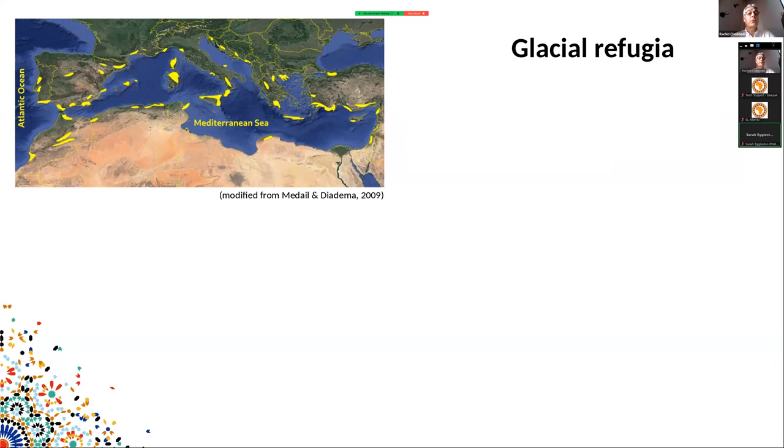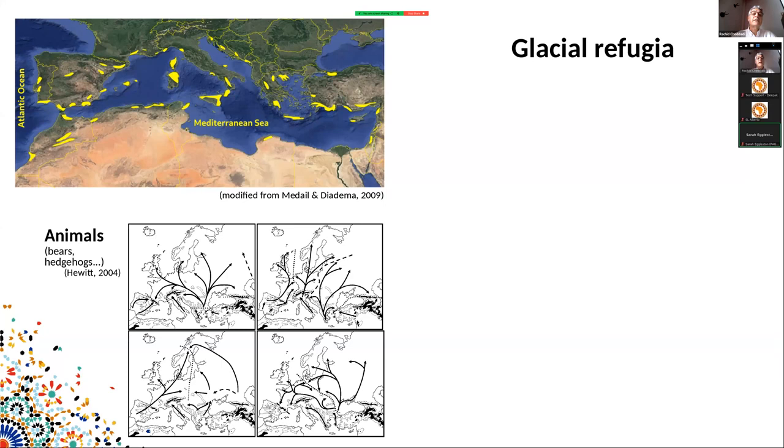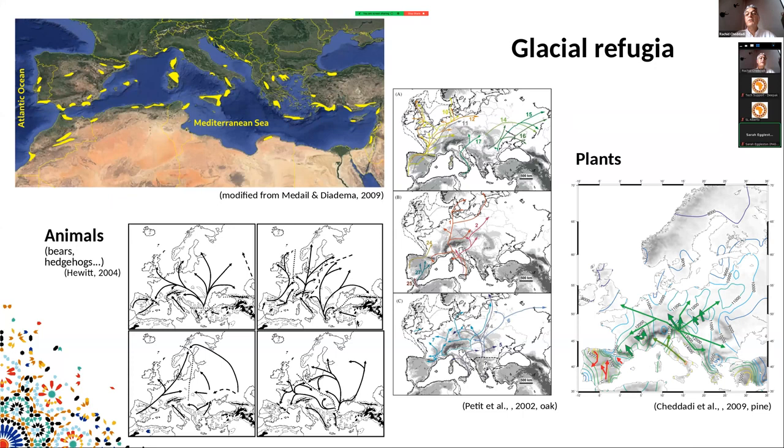These refugia were identified by fossil records over the past 40 or 50 years. During the Holocene, what we see is that from these refugia, animals like bears and hedgehogs, but also plants, like here, in the case of the oak and pine, started to migrate from these refugia to colonize Europe. This is a pattern that is observed for animals and plants and all kinds of species for which the temperate zone that we see today in Europe was not suitable.